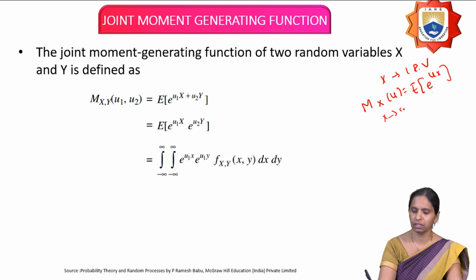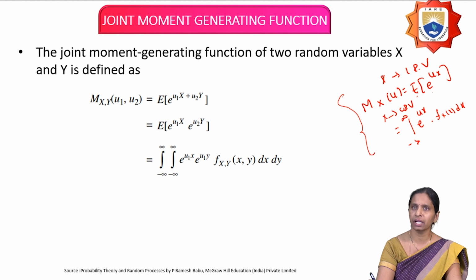So if x is a continuous random variable, then what is the formula? In the case of continuous, and since it is a single random variable, we get a single integration. The expectation of any function is that function into the density function of that random variable, so fx of x into dx. Similarly, you can write it for the random variable y also. This is corresponding to a single random variable.